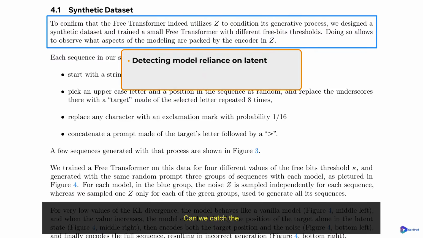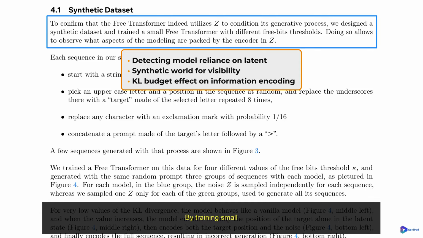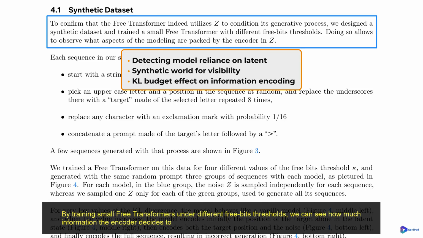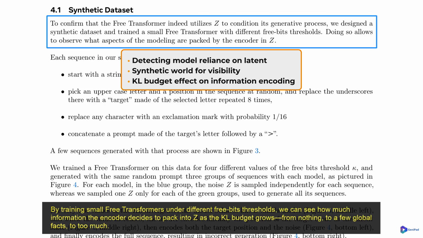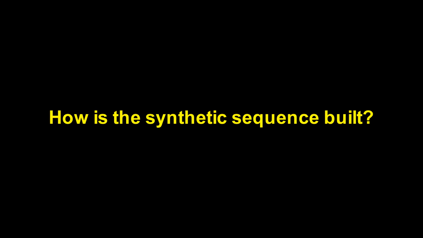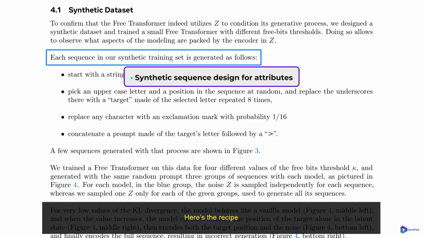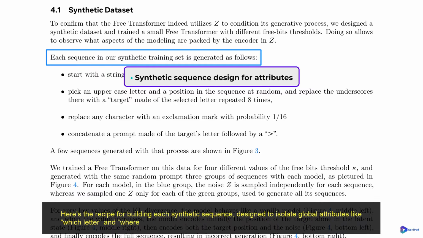Can we catch the model leaning on Z? A tiny synthetic world makes that visible. By training small transformers under different free bits thresholds, we can see how much information the encoder decides to pack into Z as the KL budget grows, from nothing, to a few global facts, to too much. Here's the recipe for building each synthetic sequence, designed to isolate global attributes like which letter and where it appears.